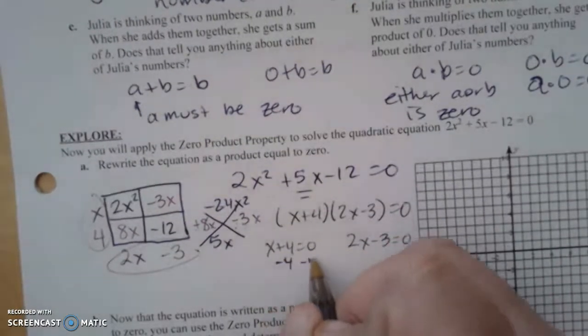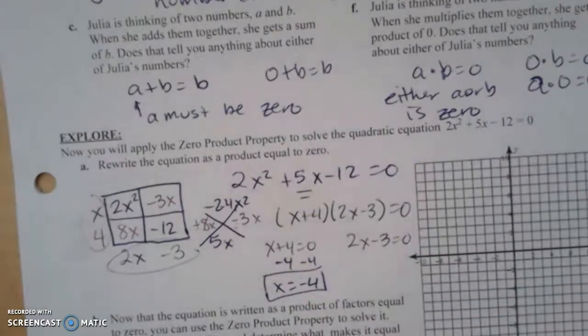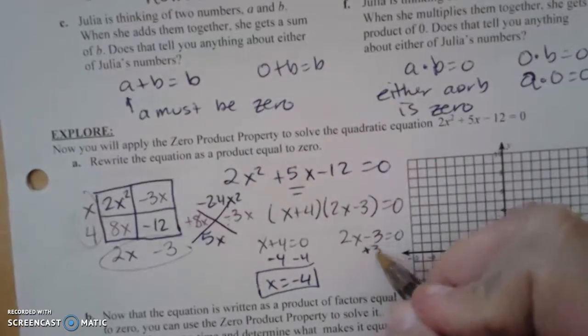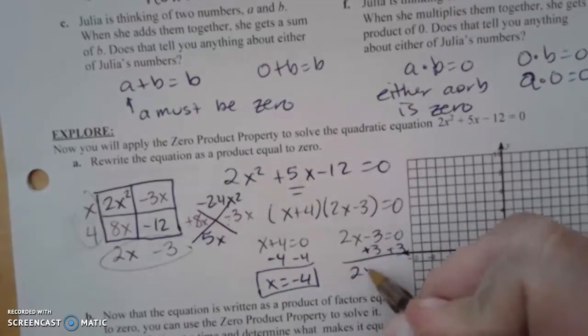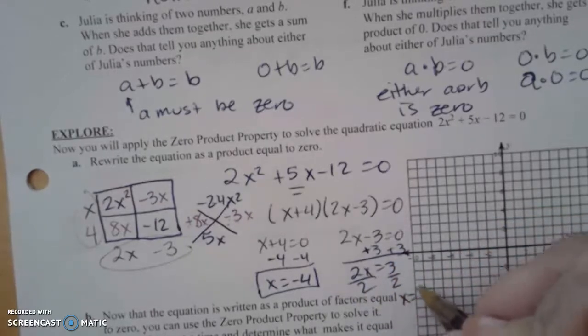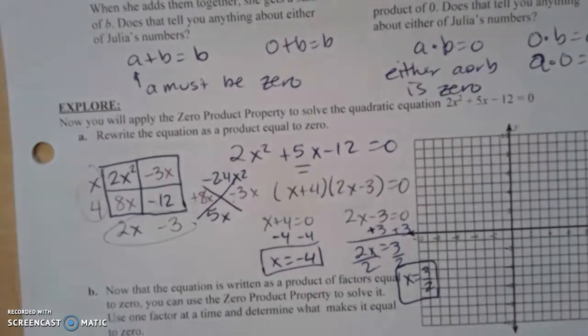So when I do this, I subtract 4 from both sides. I get x equals negative 4. That's one of my possible answers. And this one, I'm going to add 3 to both sides. I'm going to get 2x equals 3. Divide by 2, and we get x equals 3 halves. That's my other option for x.